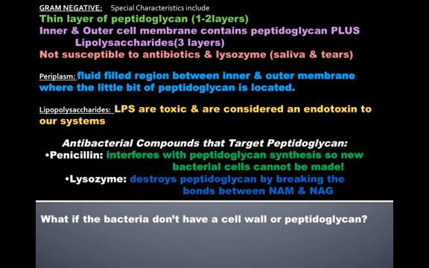Lysozyme, on the other hand, literally destroys peptidoglycan. Doesn't matter if it's a reproducing cell or not. Okay, it breaks the bonds between the NAM and the NAG.